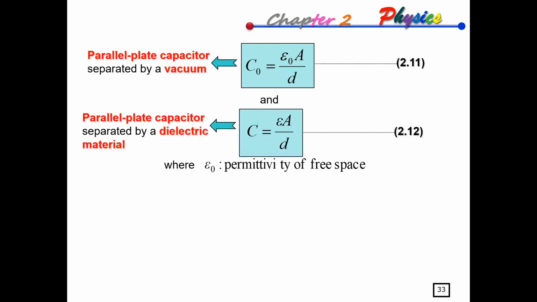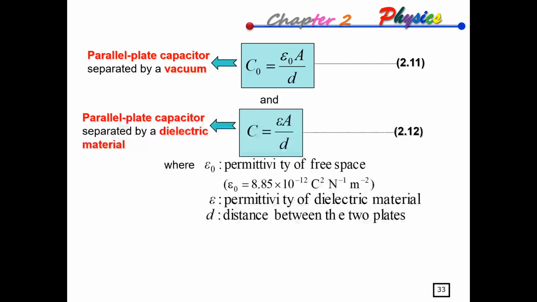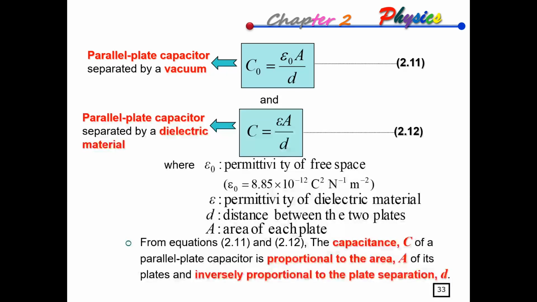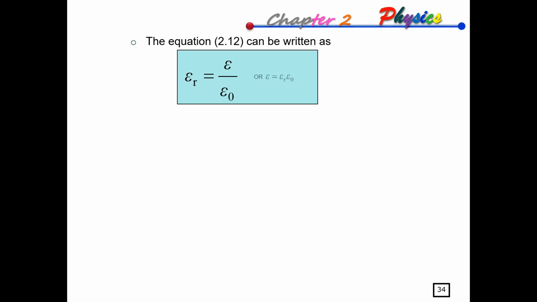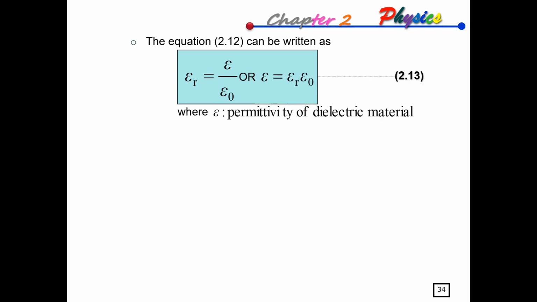C naught is the capacitance for a parallel plate capacitor in a vacuum, but C is the capacitance for a parallel plate capacitor separated by dielectric material, where epsilon naught is the permittivity of free space, epsilon is the permittivity of dielectric material, D is the distance between the plates, and A is the area of each plate. The equation for epsilon r is epsilon over epsilon naught, where epsilon is the permittivity of dielectric material and epsilon naught is the permittivity of vacuum.